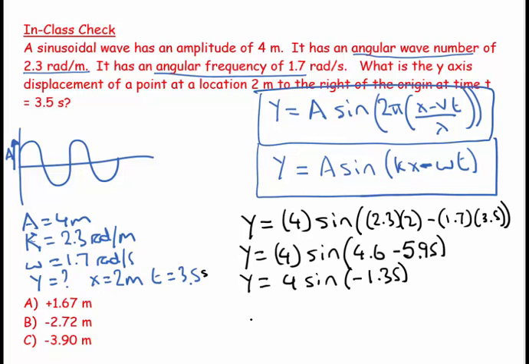That, of course, is radians. Let's check we're in radians, and we are. So I'm going to say sine of minus 1.35. Remember to use the little negative sign, which is the sense, rather than the negative sign, which is the operator. So it's sine of minus 1.35, enter, and then times 4, which is minus 3.90 meters. And there we have it.